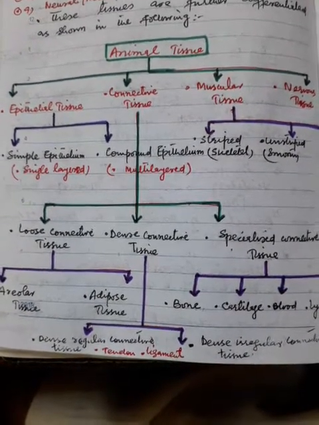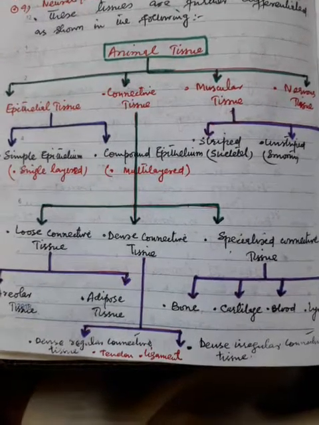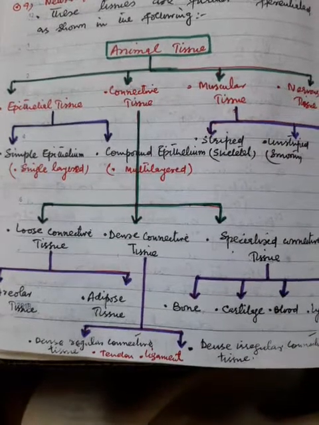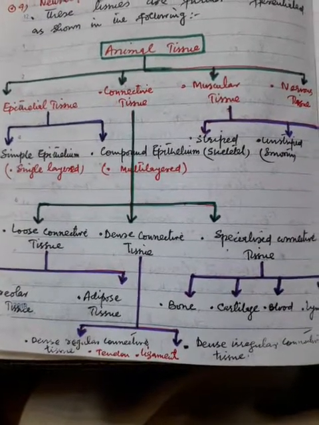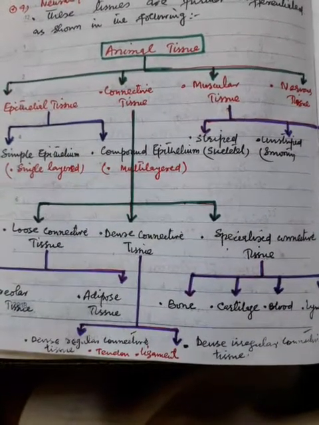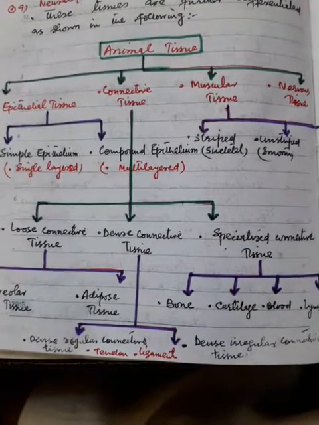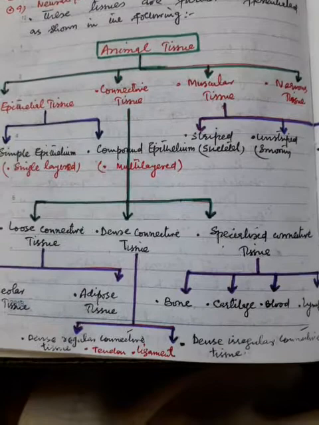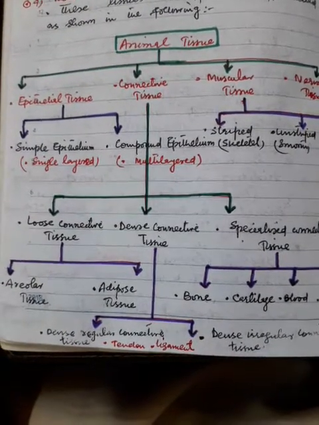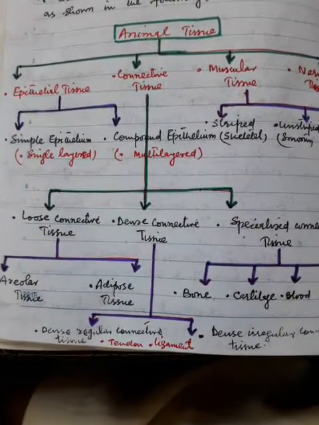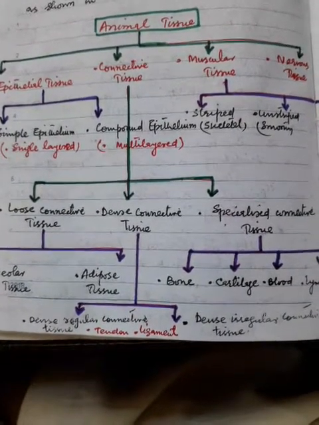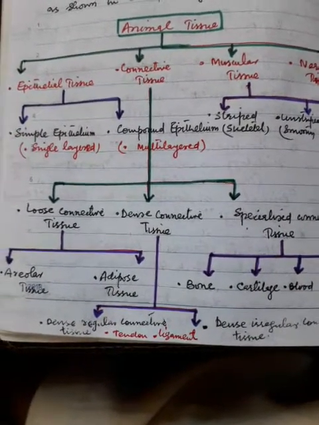Today's offline class is about the types of animal tissue. Animal tissues have been classified into four types on the basis of their location, structure, and function. These four types include epithelial tissue, connective tissue, muscular tissue, and nervous tissue.